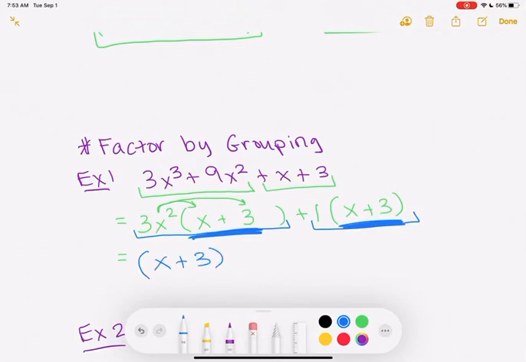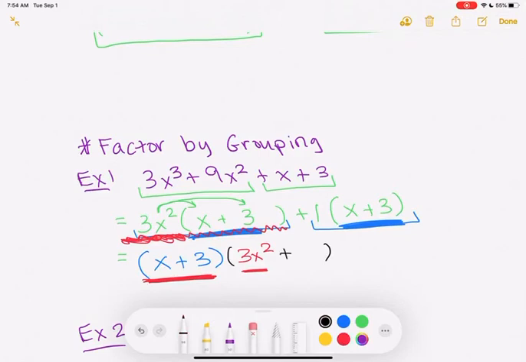Now, let me change colors here to try to keep it hopefully easier to follow along. Now I have x plus 3, and I'm trying to figure out what do I put here in this first block to give me this whole 3x squared times the quantity x plus 3. Well, if I have x plus 3 already, and I'm trying to get 3x squared times x plus 3, what's going to go here in this first spot is 3x squared.